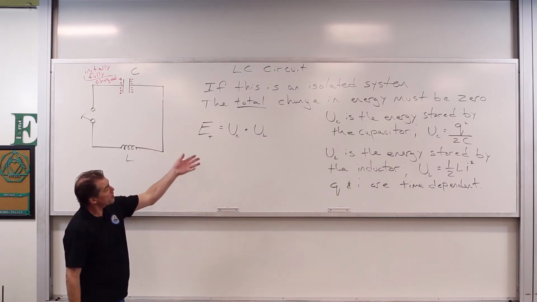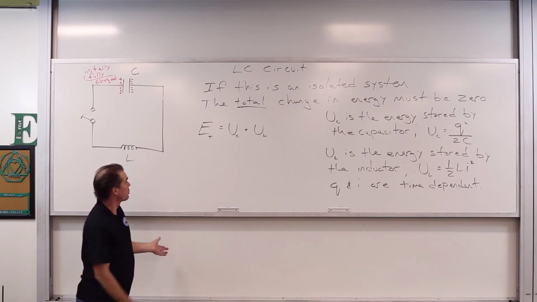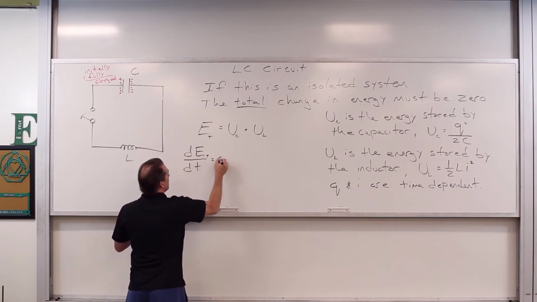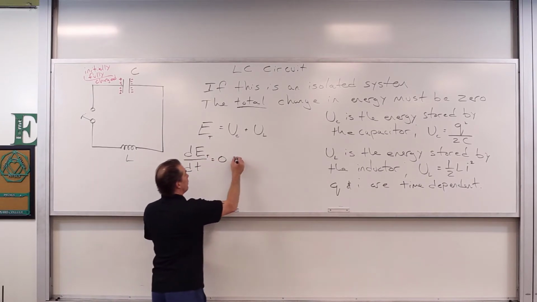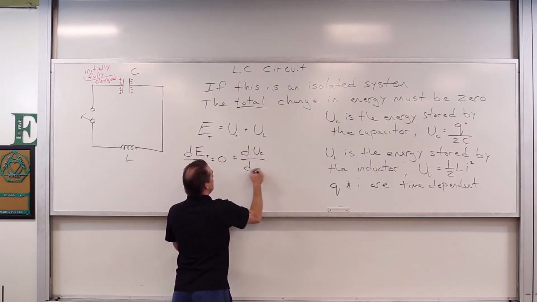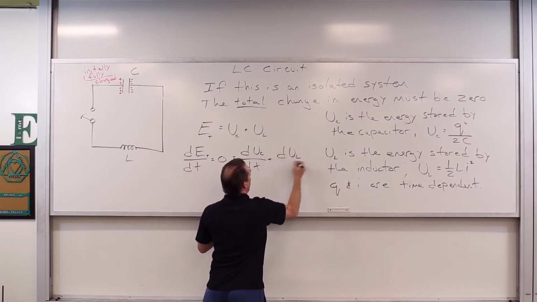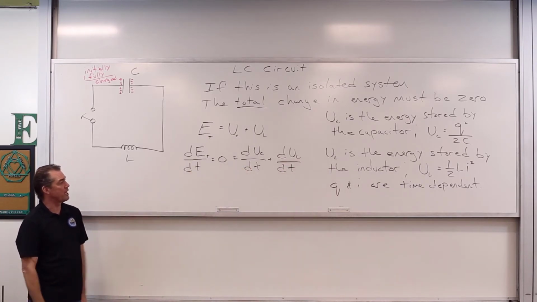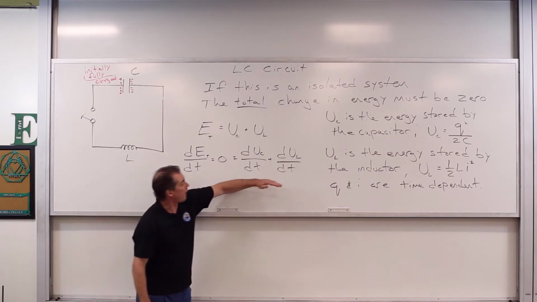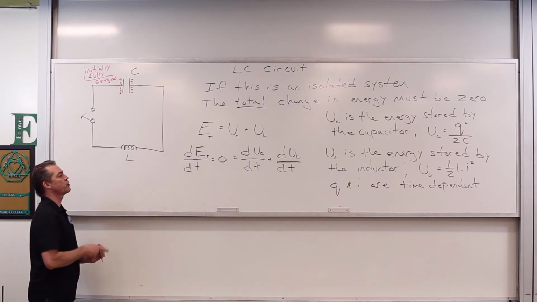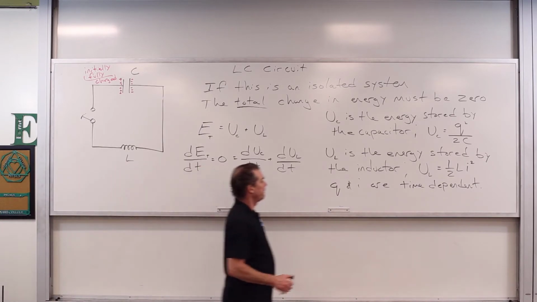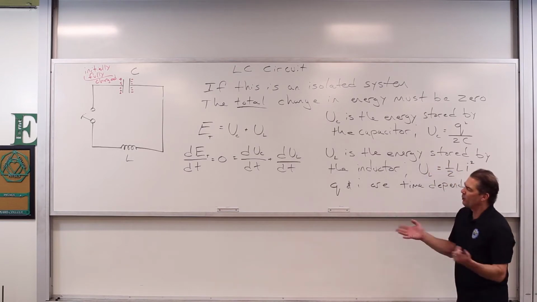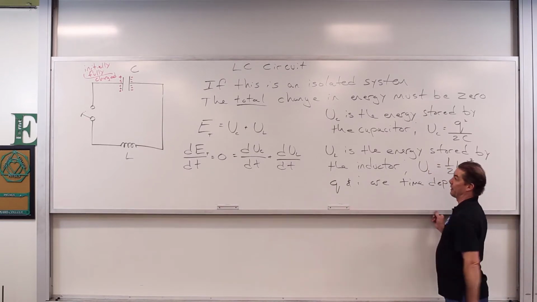But if the total change in energy is 0, because this is a conservative system, we must have that dE by dt is equal to 0, which means that dU_C/dt plus dU_L/dt is equal to 0. That's it. Total change in energy is equal to 0. So this is what we want to focus our attention on, to see if we can extract the time dependences of the current and the charge accumulation, or if we could just do something with it.